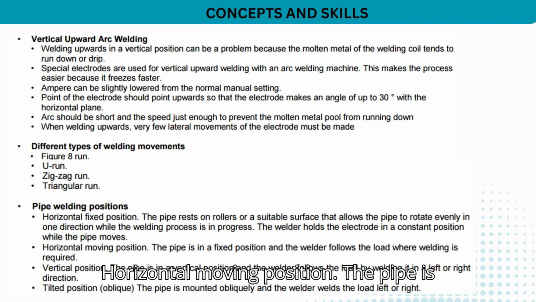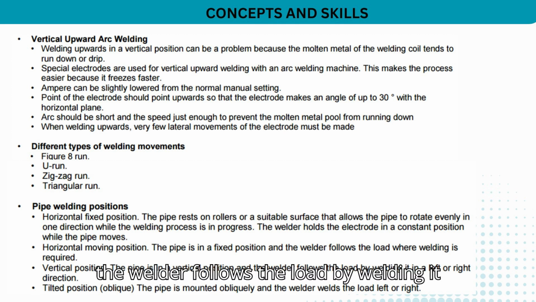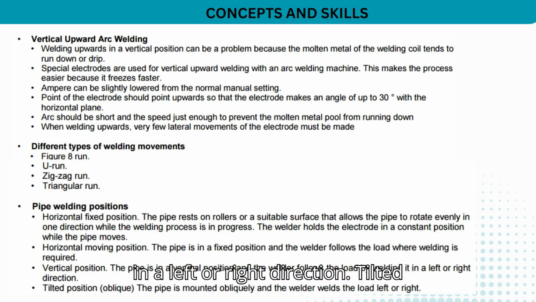Horizontal moving position. The pipe is in a fixed position and the welder follows the joint where welding is required. Vertical position. The pipe is in a vertical position and the welder follows the joint by welding it in a left or right direction. Tilted position, oblique. The pipe is mounted obliquely and the welder welds the joint left or right.